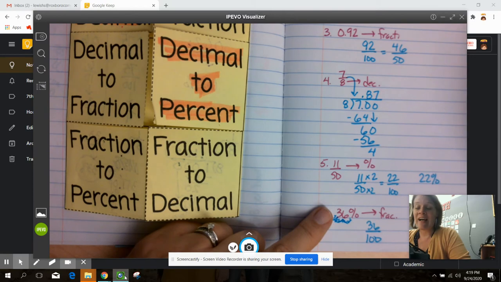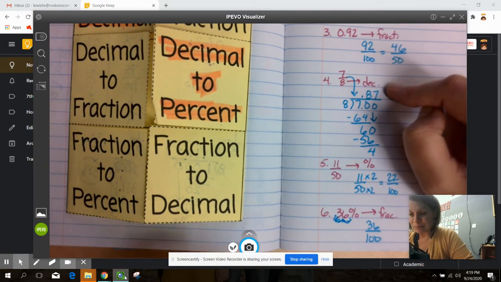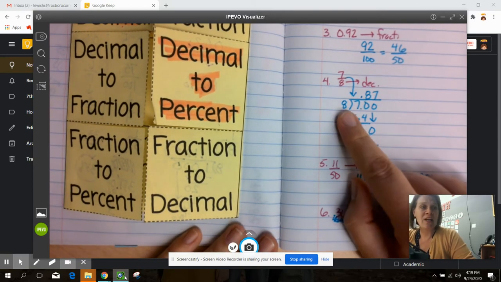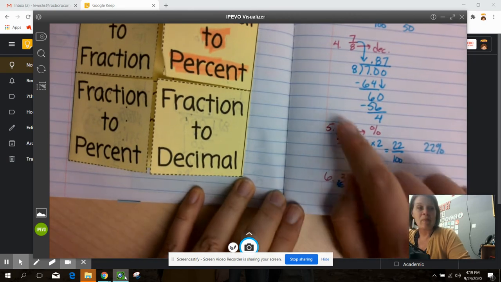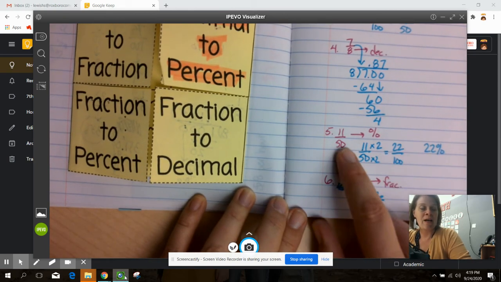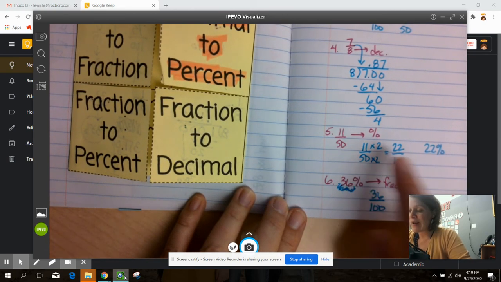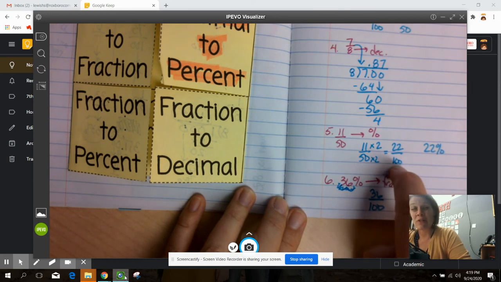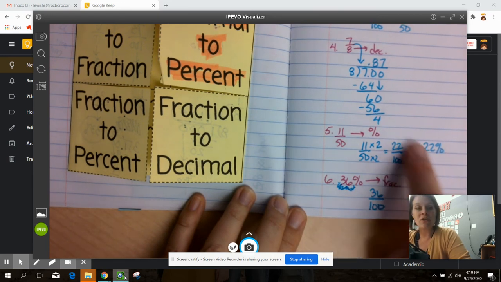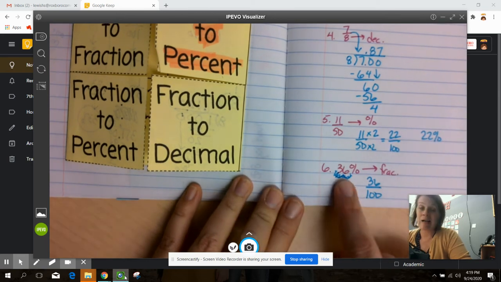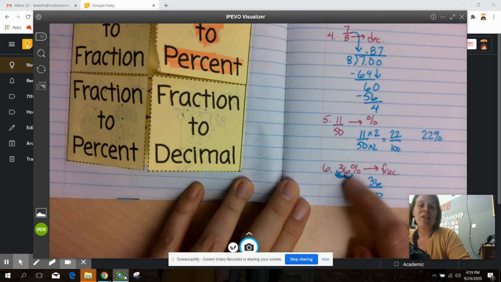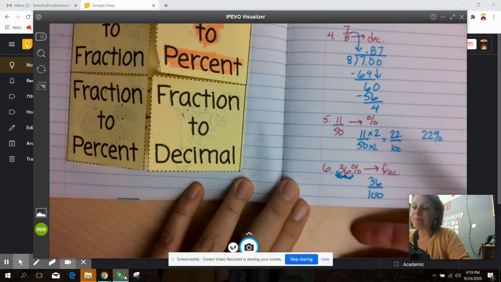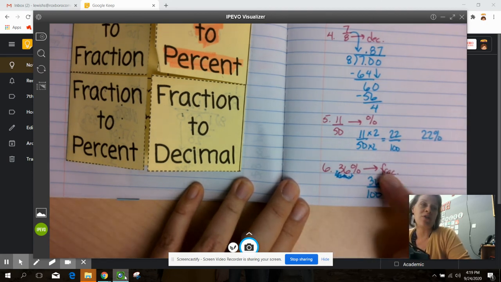Then when we wanted to get our fraction to a decimal, remember it falls over, and I just went to the nearest hundredth, so it was 87 hundredths. We went from a fraction to a percent. Since I had 50 in the denominator, I knew I could change it to 100 because that's what it needs to be over, is 100. And so it was 22 over 100, 22%. And then the last one, I almost messed up. It was 36%, and we wanted to go to a fraction. And remember, percent means out of 100, so I just did 36 out of 100.